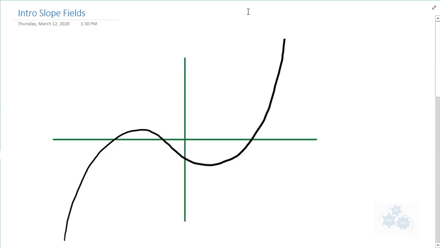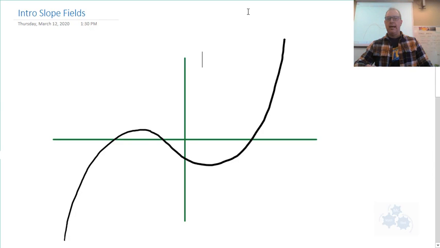Okay, so this is just a brief introduction to slope fields. If we have a function that looks like this, and you've all kind of written this down. If you don't want to follow along by writing this down, you don't have to. Just watch carefully. So this is our function.